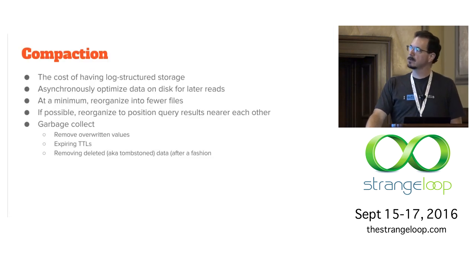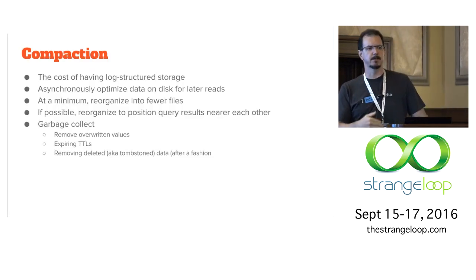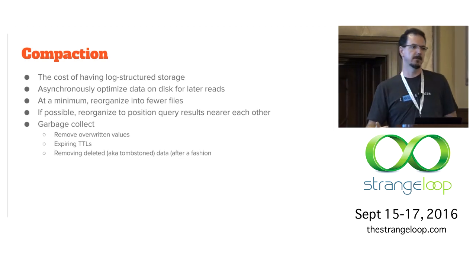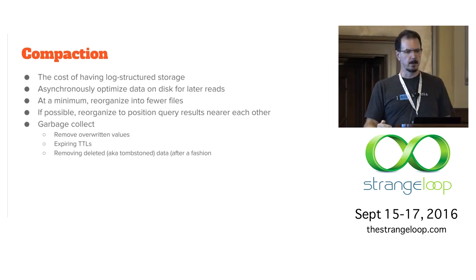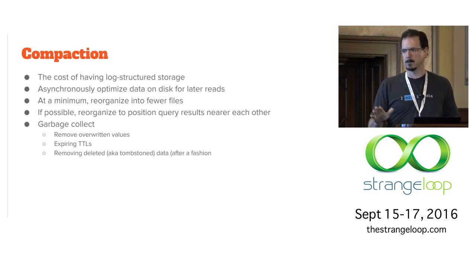Cassandra has a log-structured storage system, and compaction is kind of the price you pay for having log-structured storage. It runs asynchronously in the background. The intention is to reorganize the data to make it more optimal for reads. At a very minimum, you want to reduce the number of files. You want to merge many files into fewer files. If possible, when doing that, you'd like to reorganize the data in such a way that the results will be near each other and can be read from fewer files on disk.